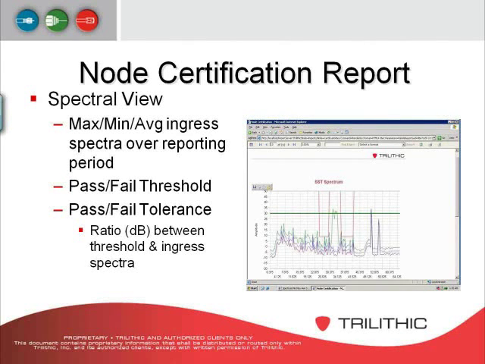Now, also in the report, it'll give a spectral view. It'll give the maximum, the minimum, and average ingress spectra over reporting time periods, the pass or fail thresholds, and the pass or fail tolerance, the ratio in dB between the threshold and the ingress spectra. And you can kind of look at how you have the multiple levels.